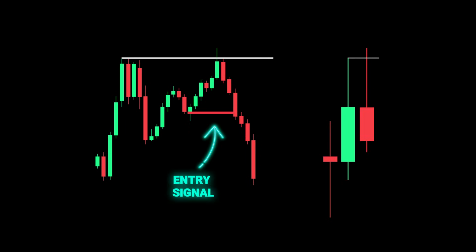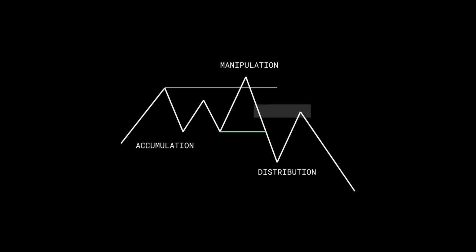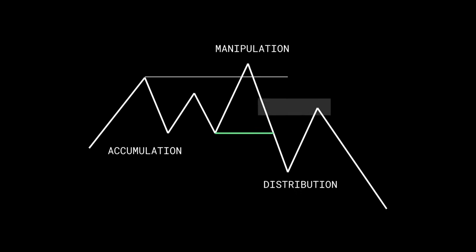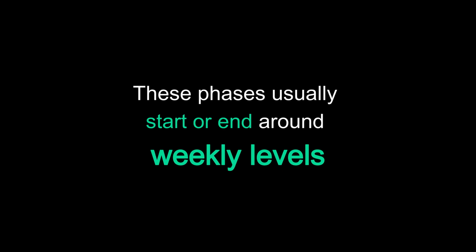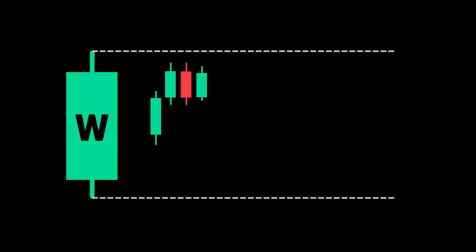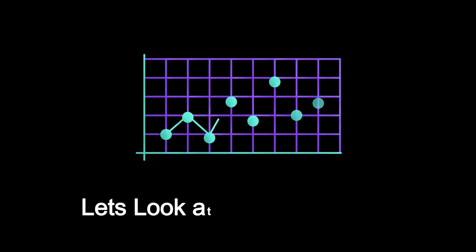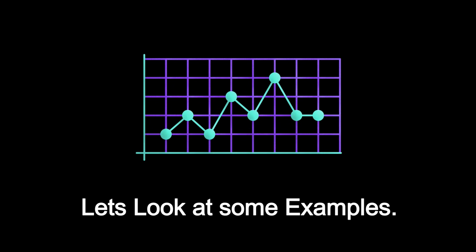The reason this works is because the weekly candle represents institutional positioning. Large players move the market in phases: accumulation, manipulation, distribution, and these phases usually start or end around weekly levels. That means if you align your entries with the weekly candle, you are effectively trading with smart money instead of against it. Let me show you some real examples so you can see how this works on the charts.